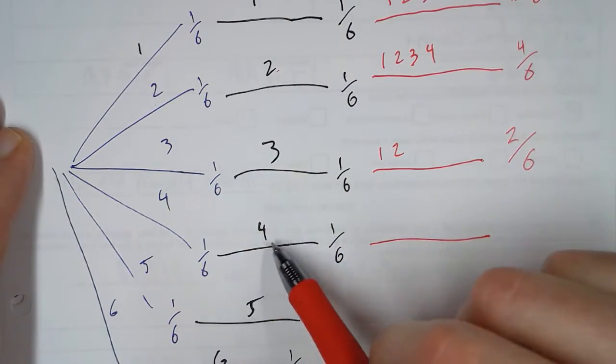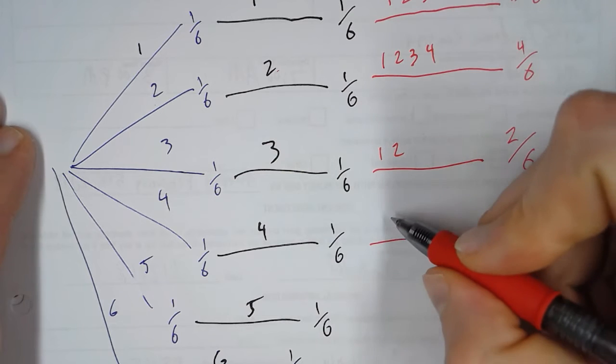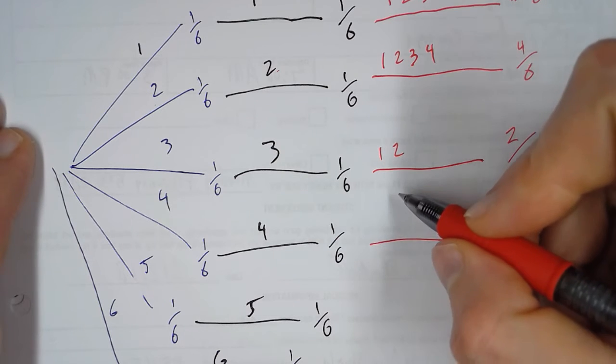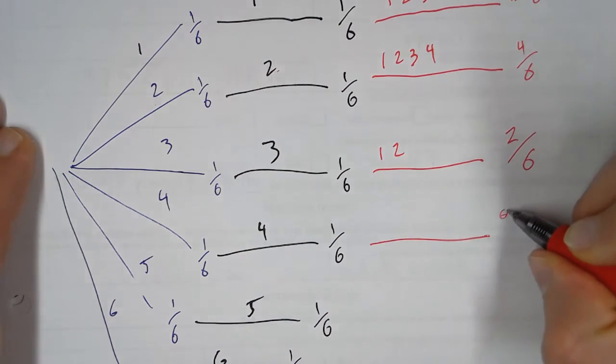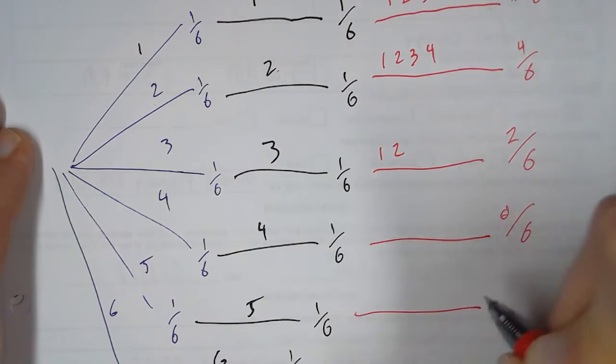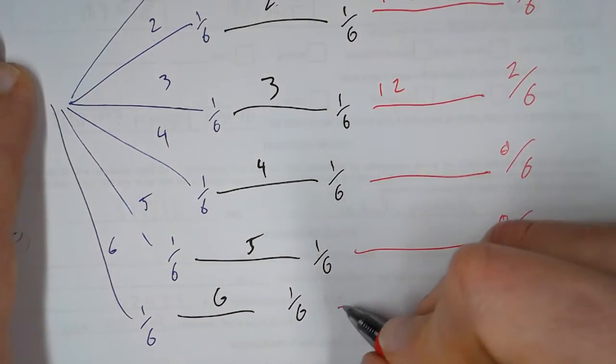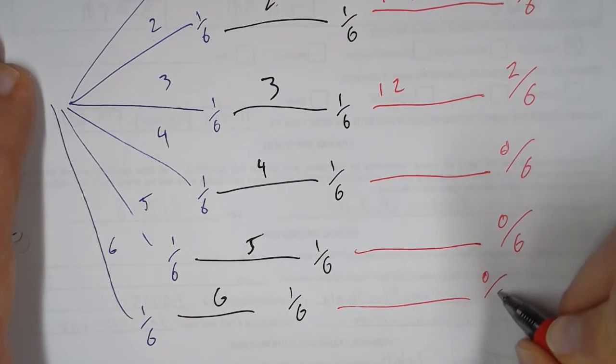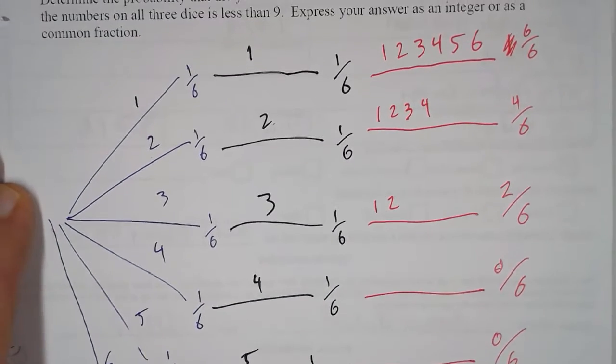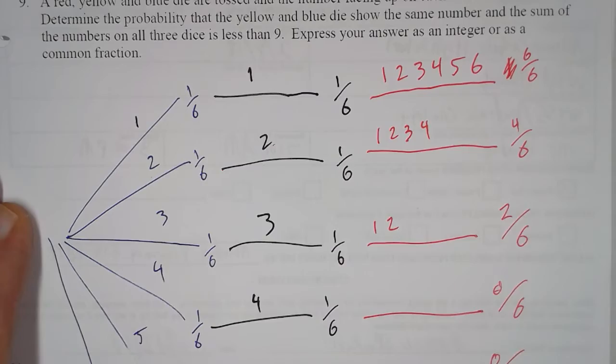Here we've got 4 and 4. If we even choose 1, that would give us up to 9, and our sum has to be less than 9. So with 4s, it has to be 0 out of 6. Same with 5s, and same with 6s. No probabilities work here. So the way we do this now is we multiply each of these probabilities.